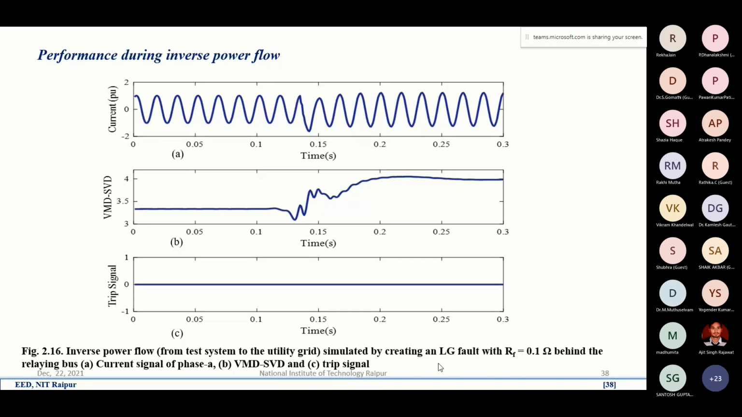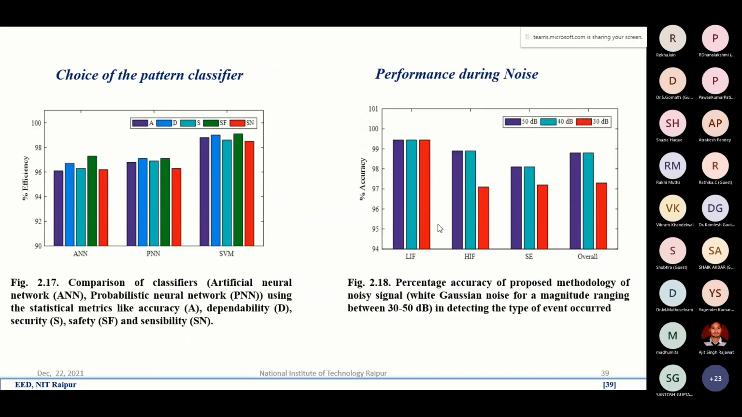Here we simulate it by creating an LG fault behind the reactor. Here, the power flow has now reversed to the opposite side. Because of that, the feature vector also has distortion, but that distortion is lower than the threshold set, causing no trip signal to be issued. So this reverse power flow condition is also considered to be non-faulty.